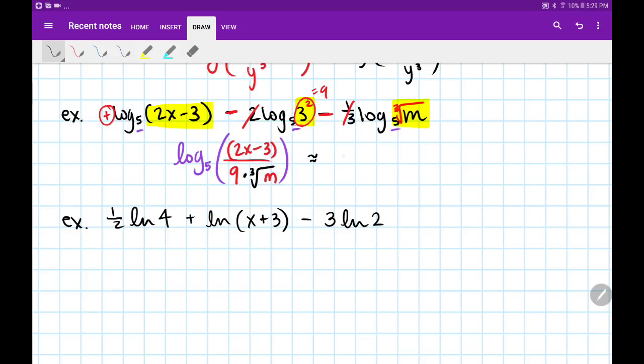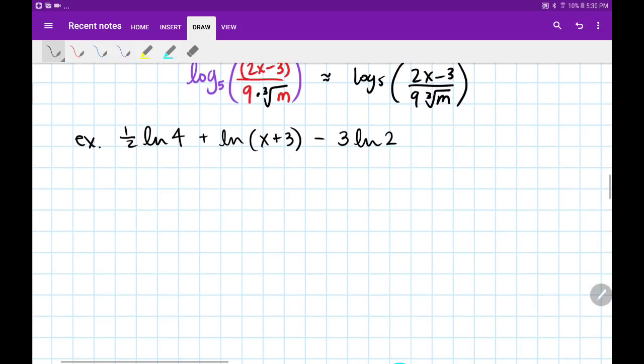So our final answer is going to look something like this. Log base 5. I'm just rewriting it a little more neatly. 2x minus 3 over 9 cubed root m. All right, let's do one more, and then I promise you we're going to get into the homework.